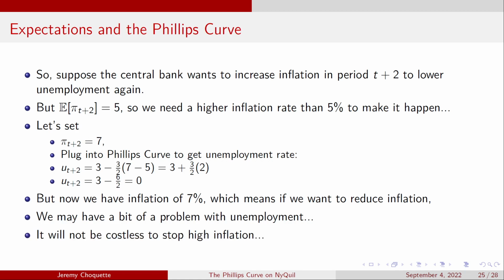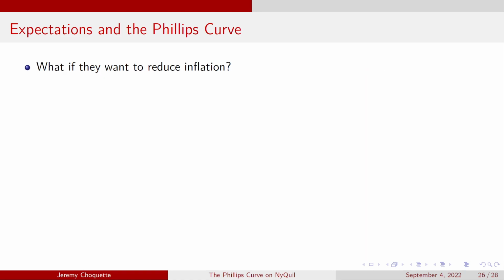And we may have a little bit of a problem here with unemployment, because it is not going to be costless to stop high inflation. Now, we could be perfectly used to 7% inflation. However, tomorrow we will have 7% inflation and 3% unemployment. If we want to get inflation down, because remember, there are costs to inflation, right? It's not like everything is totally fine if we have high inflation. So let's say we want to try to get inflation down. If we want to do that, it is not costless to stop high inflation. So what if the central bank wants to reduce inflation?